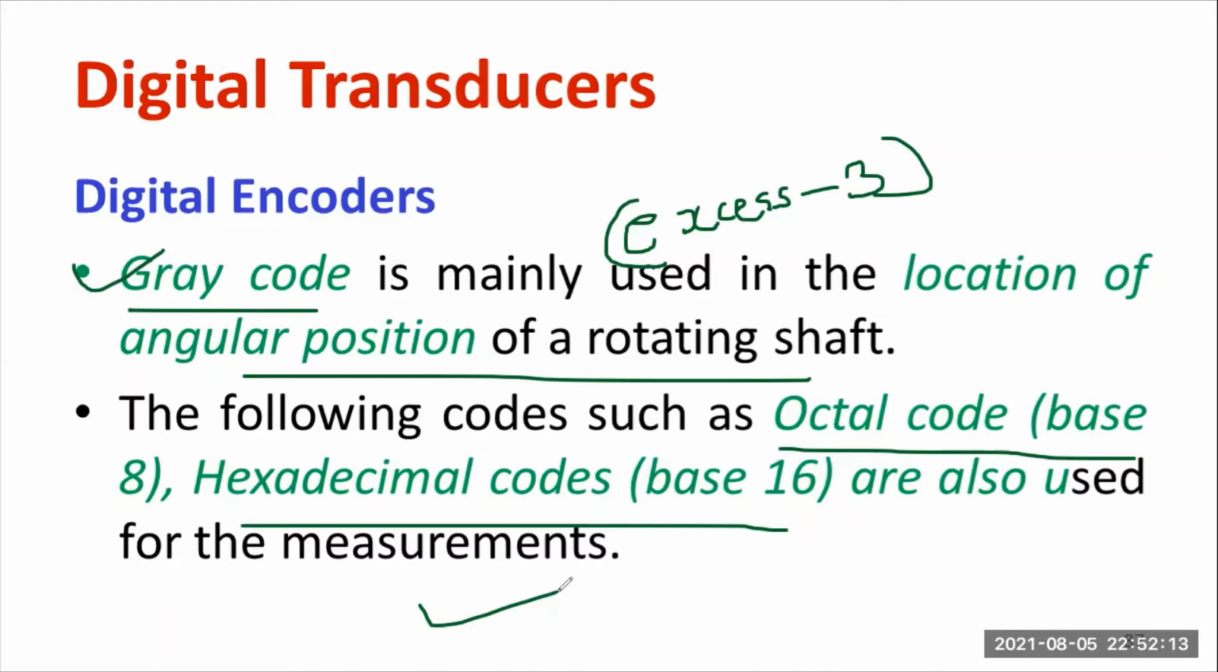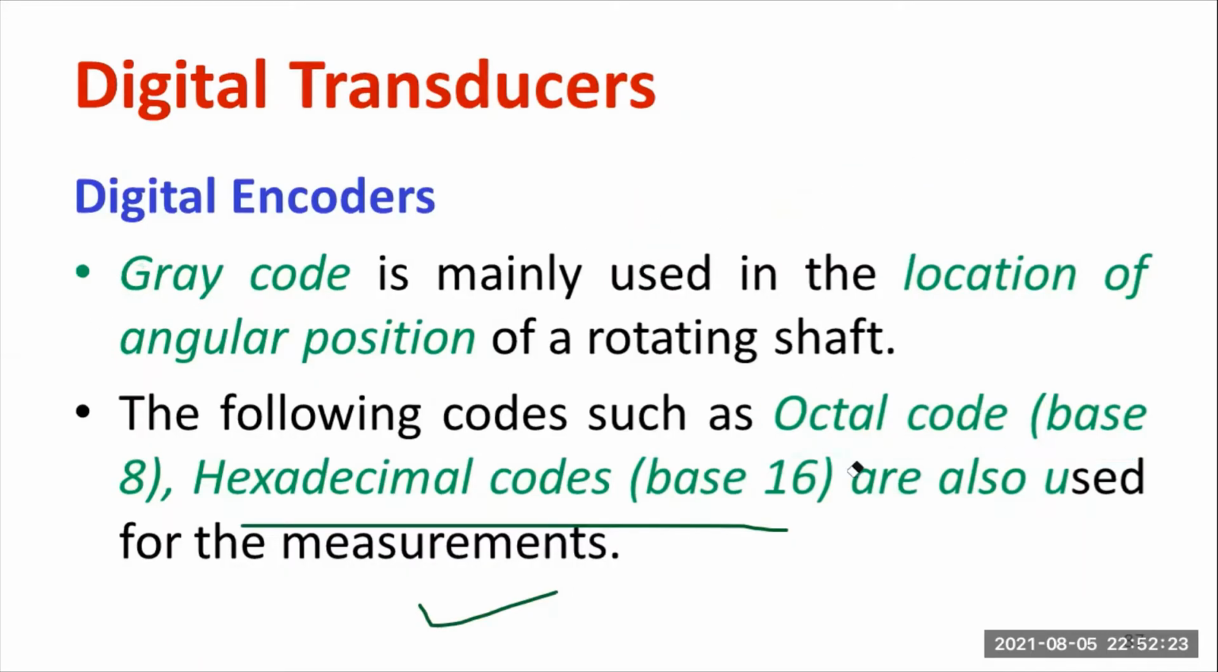Apart from that, XS3 code, gray code, octal code, hexa codes will also be employed in some cases of digital encoders. So this is just for your information. You need to understand that different digital forms are used in digital transducers.